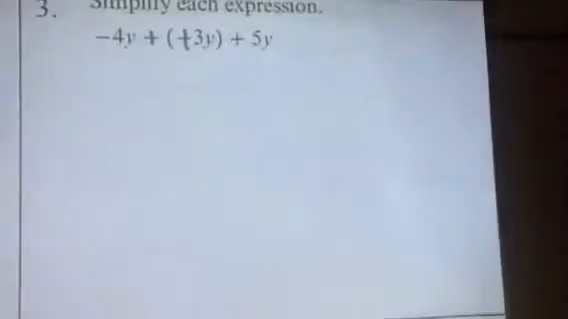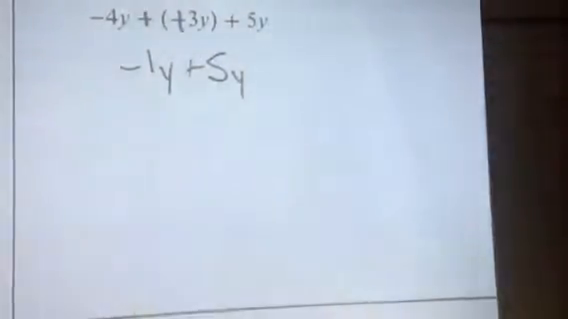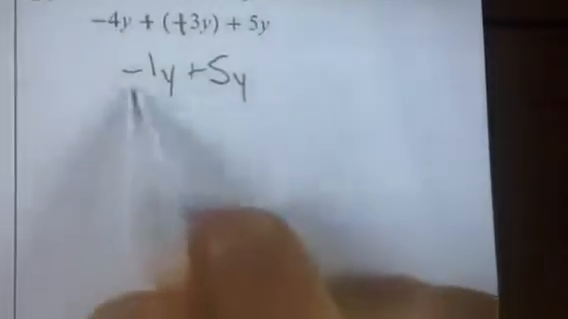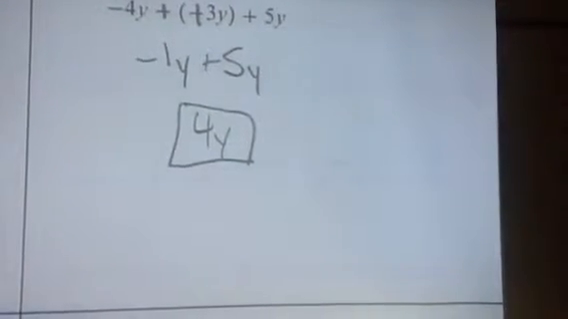So where I go, same signs add and keep, different signs subtract. These signs are different, so I've got to subtract. 4 minus 3 is 1. Take the sign of the higher number. So this is negative 1y plus 5y. I'm just combining like terms. Again, I go same signs add and keep, different signs subtract. These signs are different, so I subtract. 5 minus 1 is 4y. Take the sign of the higher number. 5 is higher, so my final answer is 4y. As soon as you see minus a negative, please change it to plus a positive.